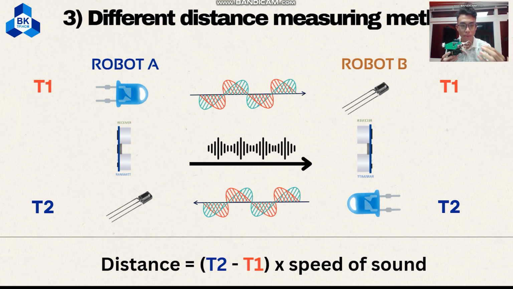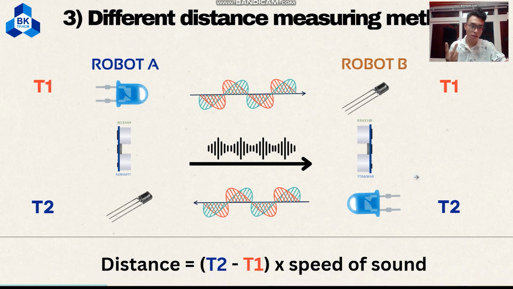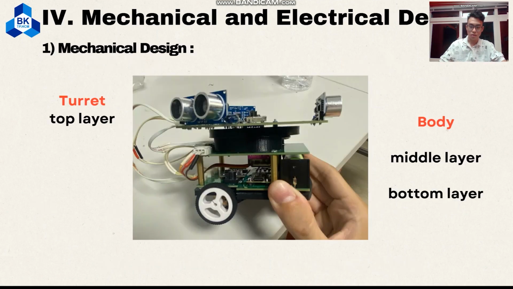So first, the LED on robot A will pulse a signal informing the second robot to start ticking the clock simultaneously. Then the ultrasonic sensor here will send a sound pulse to the second robot, and after the second robot receives that pulse, it will blink the LED one more time to inform the first robot, and they will both stop measuring the time. And I think this equation down here is very comprehensible.